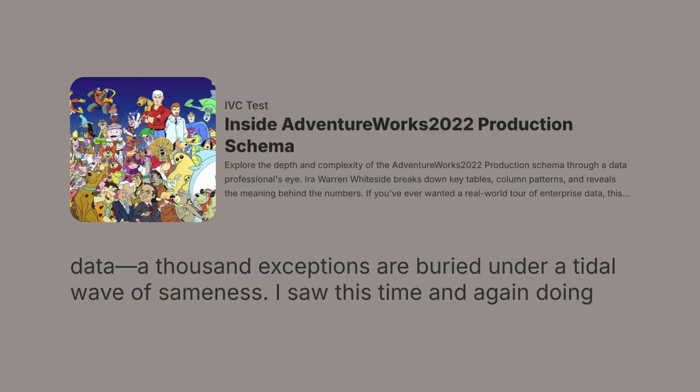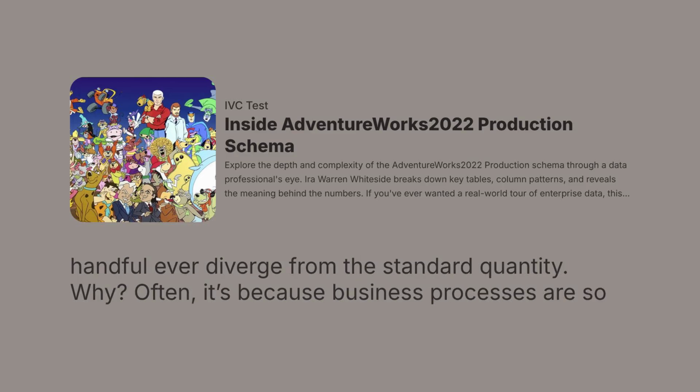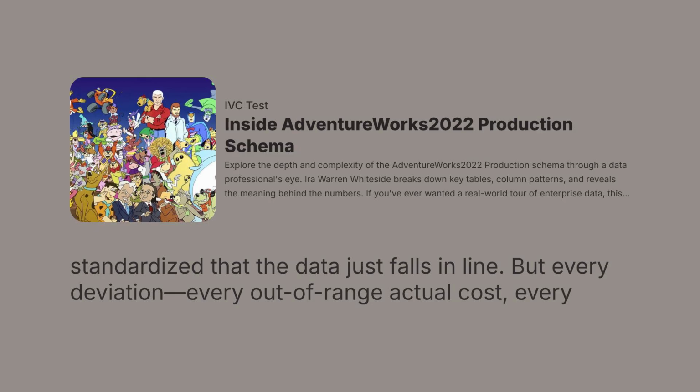I saw this time and again doing data profiling for supply chain audits. 10,000 work orders prepped for shipping, but only a handful ever diverge from the standard quantity. Why? Often it's because business processes are so standardized that the data just falls in line.